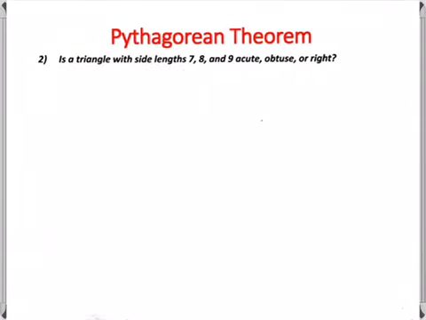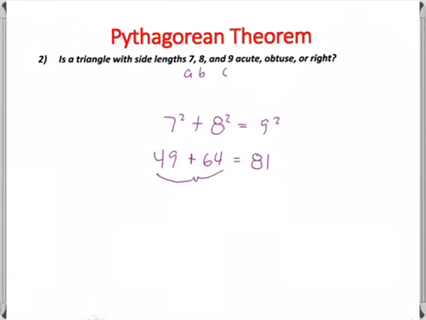Example 2. Is a triangle with side lengths of 7, 8, and 9 acute, obtuse, or right? So A, B, and C. We've got 7 squared plus 8 squared equals 9 squared. Let's see how this works out. 7 squared is 49. 8 squared is 64. 9 squared is 81. 49 and 64 give us a total of 103.